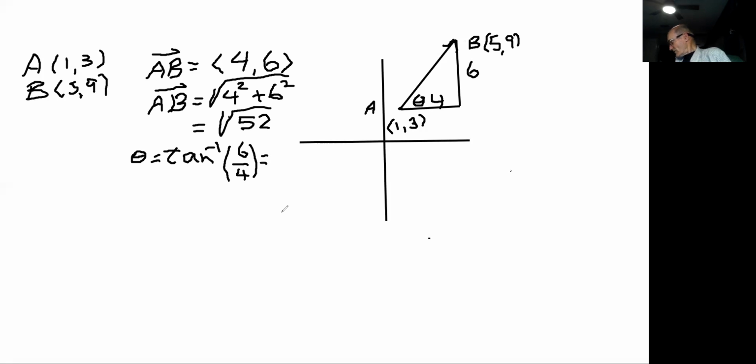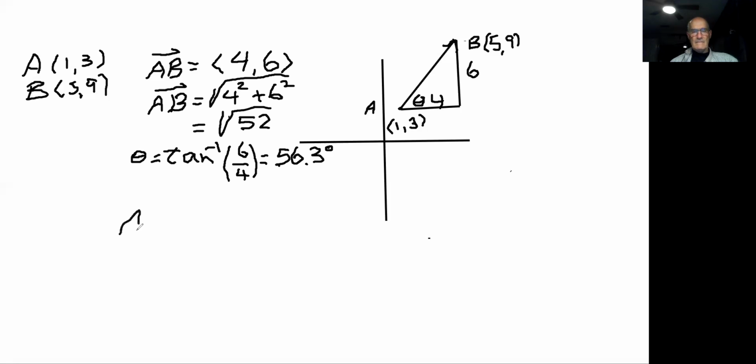Now remember, you're going to make sure when you're in your calculator that you're in degree mode, because if you're in radian mode, it will be wrong. I'm in degree mode. So I just do second tangent, because you see the tangent minus 1 button is above the tangent button. And I do 6 divided by 4, and I get an answer of 56.3 degrees. So this is 56.3 degrees.